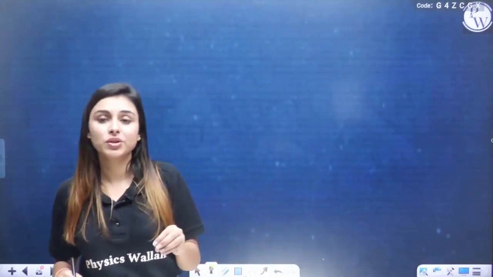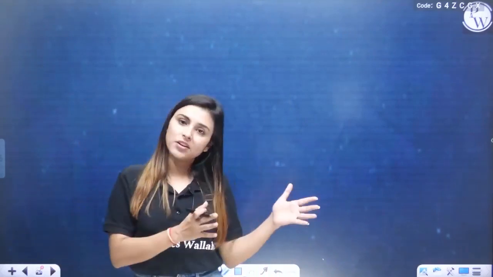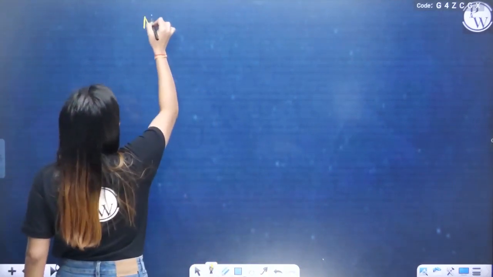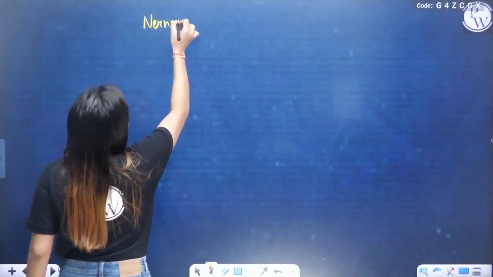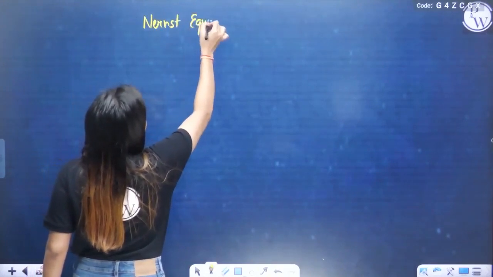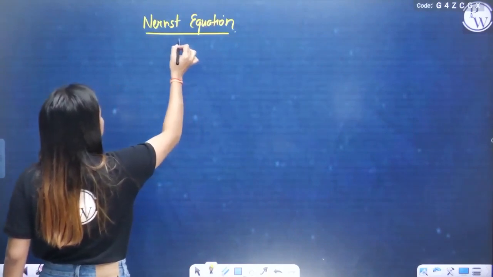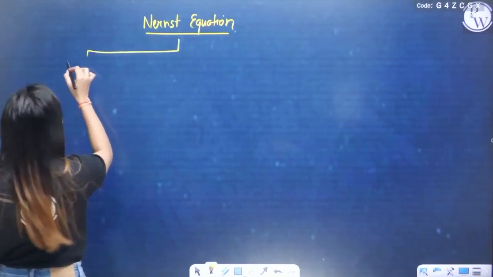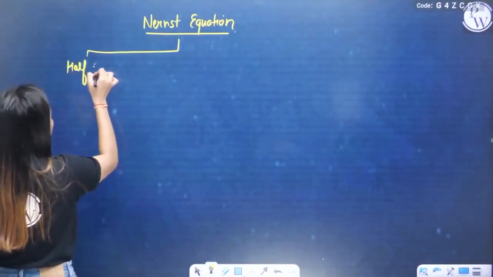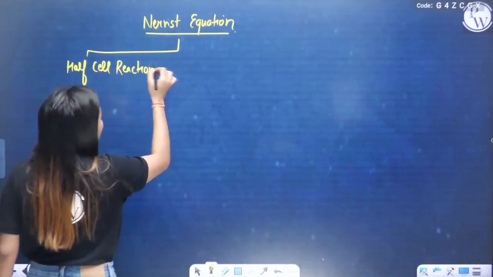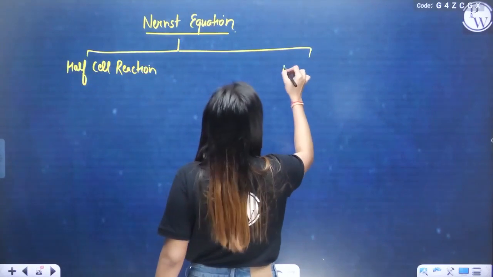So I just want to tell you that you can apply your Nernst equation on any net cell reaction, as well as on half cell reactions. So this is the most important part, Nernst equation. Where can we apply this particular equation? You can apply it on half cell reactions, and also you can apply it on net cell reactions.